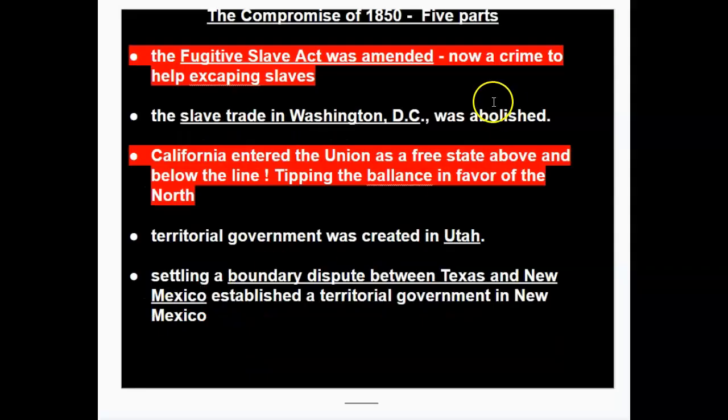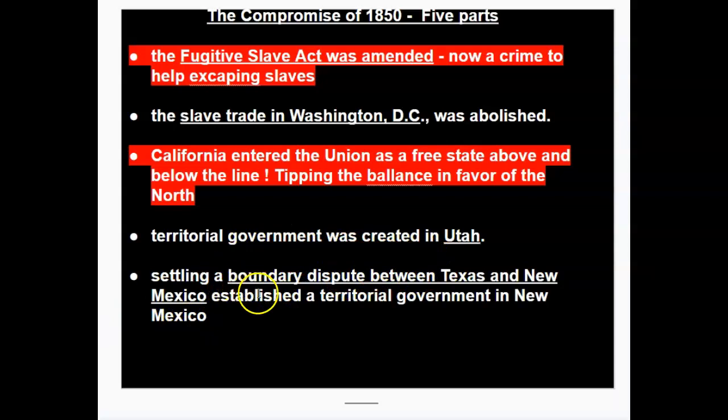That gives us the Fugitive Slave Act, now a crime to help escaping slaves. The slave trade is ended in Washington, D.C. California enters as a free state above and below the line, and the territorial government of Utah was created.